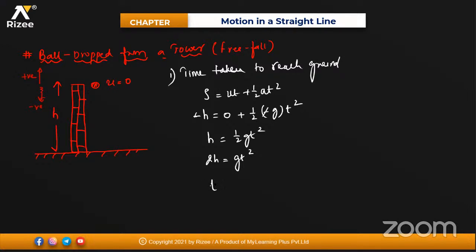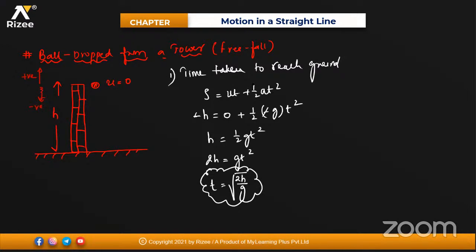So time taken will be equal to how much? T is equal to under root of 2h divided by g. Is it clear for everyone? Is it clear? So the time taken to reach the ground is equal to under root of 2h by g.